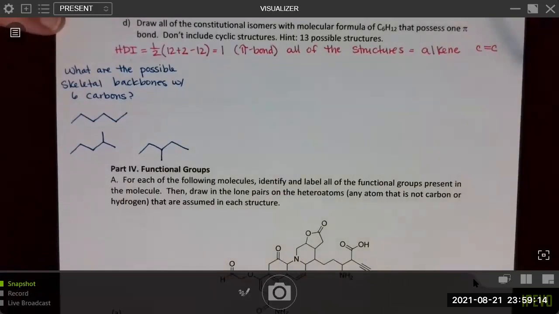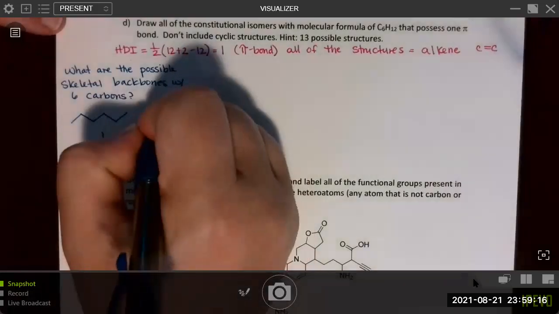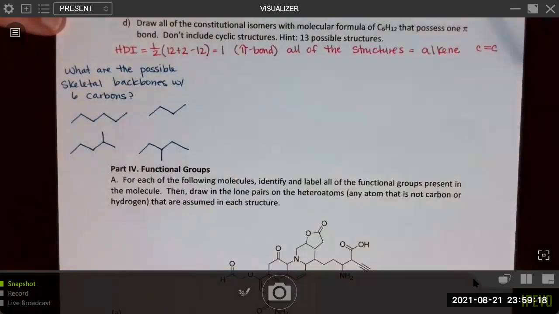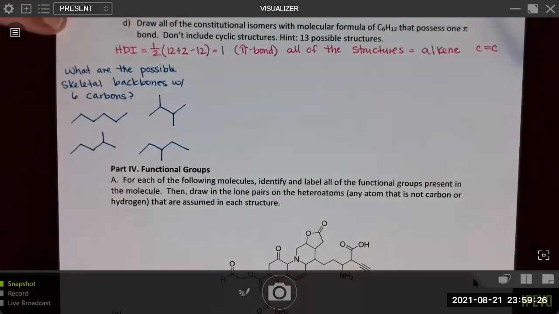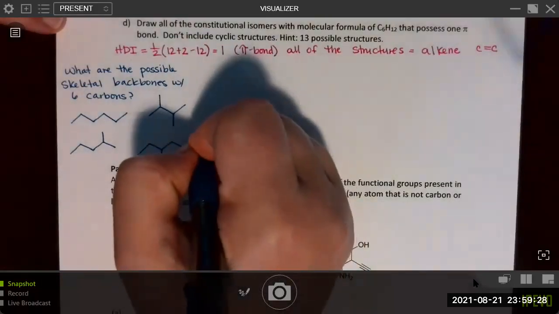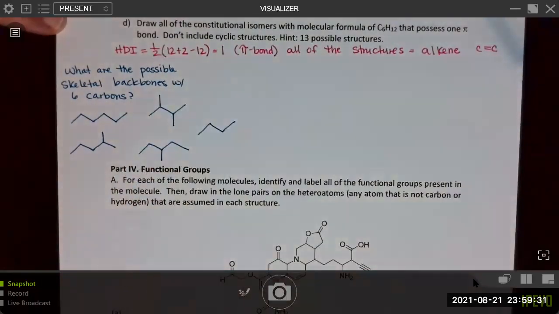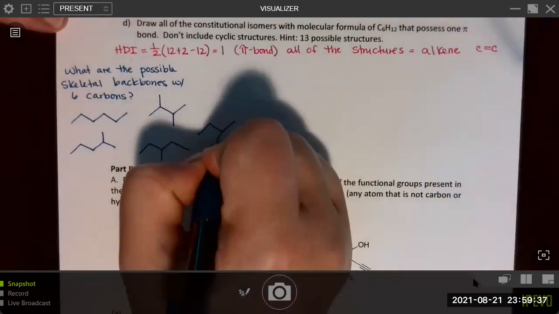What about 4 carbons in a row? Right? Is that possible? If you have 4 carbons in a row, now you need 2 branches. Okay, where are those 2 branches going to go? Maybe one is going to go here and one's going to go there. It's a possibility. And what about 4 carbons in a row with 2 branches on the same carbon? Is that a possibility? So maybe you go here and here.